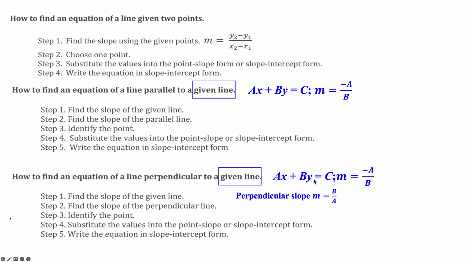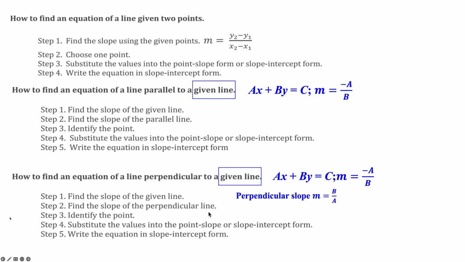So if I had a given line, here's my slope, negative a over b, or maybe say negative 2 over 3, you would flip the fraction to 3 over 2 and change the negative to a positive. That would be the perpendicular slope. Then identify a point that you would have on the line that you're trying to create and substitute it again into point slope or slope intercept form.